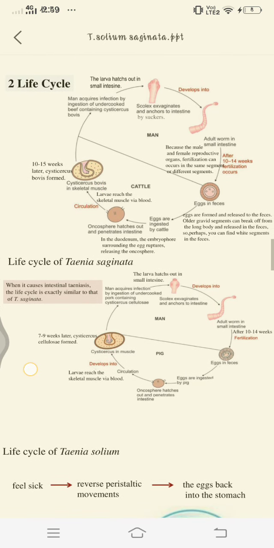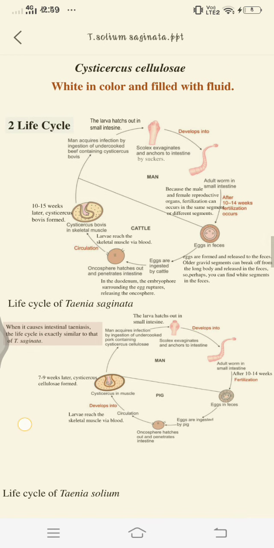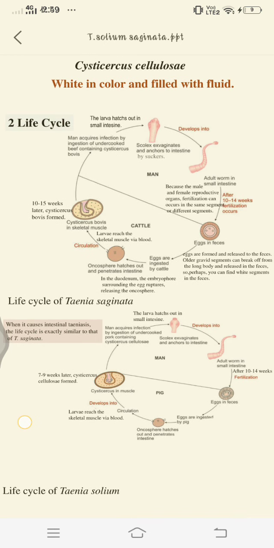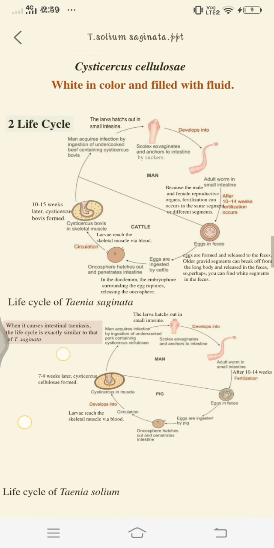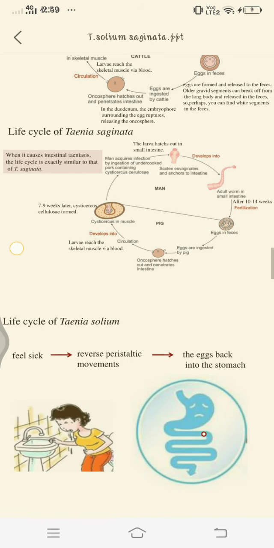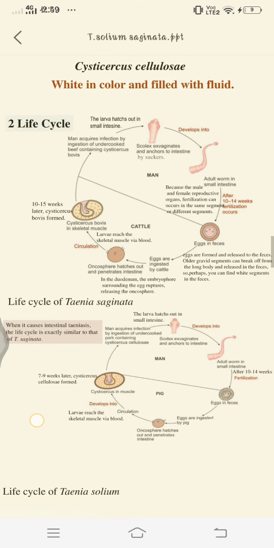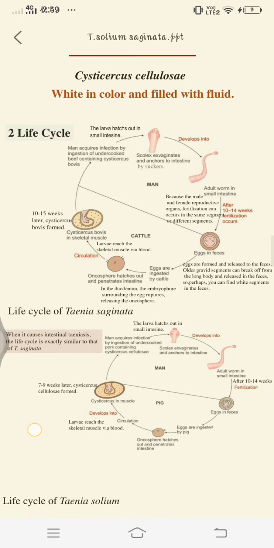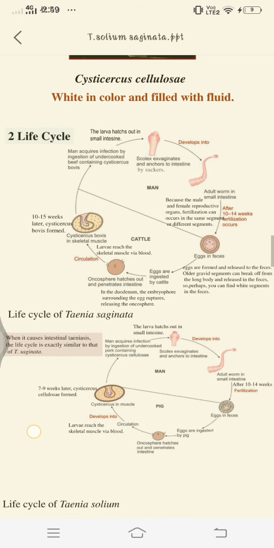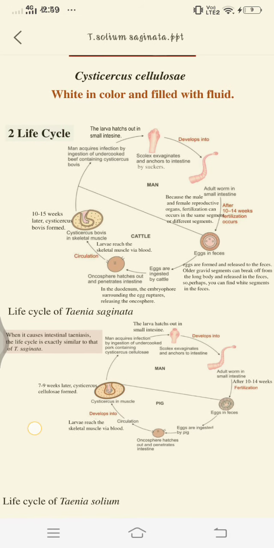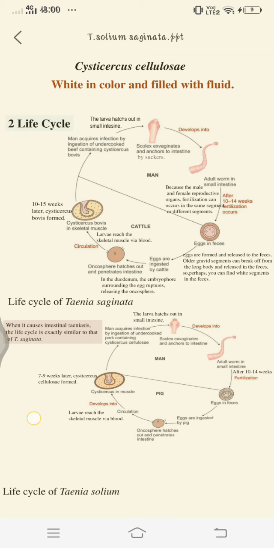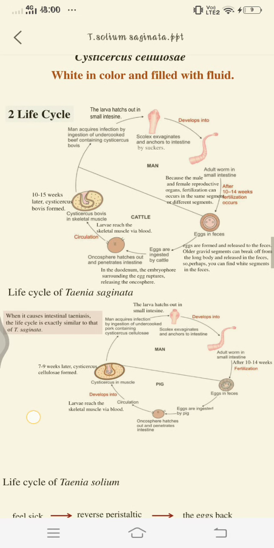We'll understand it now. This is about Solium. When it causes intestinal teniasis, the life cycle is exactly similar to T. saginata. First, man acquires infection by ingestion of undercooked pork. There, of course, it was beef, here it is pork. And here it is Cysticercus cellulosae, there Cysticercus bovis. The larva hatches out in the small intestine, the scolex evaginates and anchors to the intestine, and develops into the adult worm in the small intestine. After 10 to 14 weeks, fertilization occurs and eggs are formed in the feces.